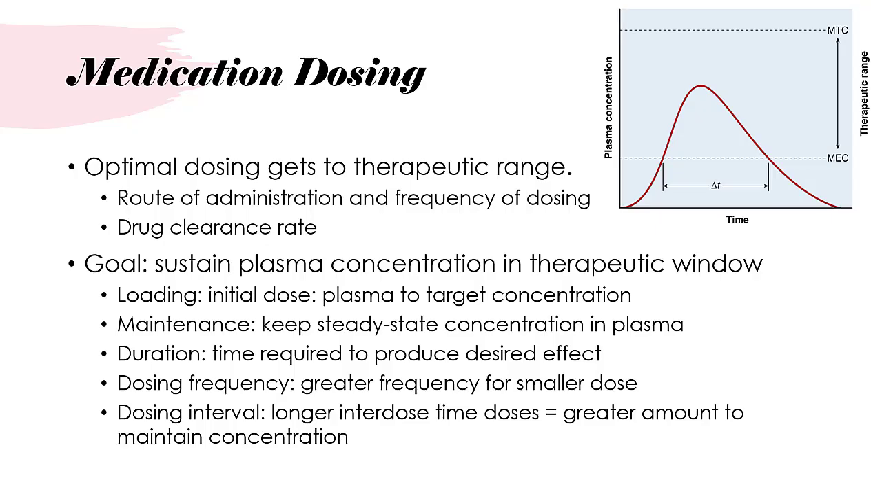The goal is to sustain plasma concentrations in the therapeutic window. We do this by loading, maintenance, duration, dosing frequency, and the dosing interval. Loading, we need to consider the initial dose. We need to get the plasma to target concentrations. Maintenance, we need to keep a steady state concentration in the plasma. The duration is the time required to produce the desired effect. The dosing frequency, we may need a greater frequency for a smaller dose, and then the dosing interval. Depending on how often we're taking the drug, it may take a greater amount of time to maintain the concentration.